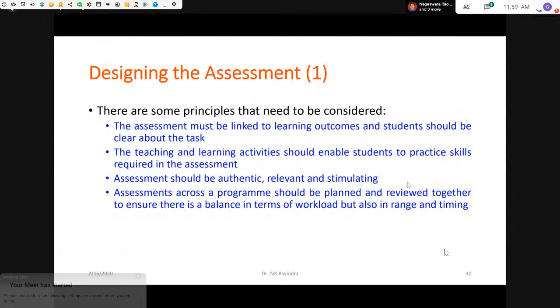Right. Assessment should be authentic, relevant, and stimulating. Assessment across the program should be planned and reviewed together to ensure there is a balance in terms of workload. This is what I just discussed in the previous slide.